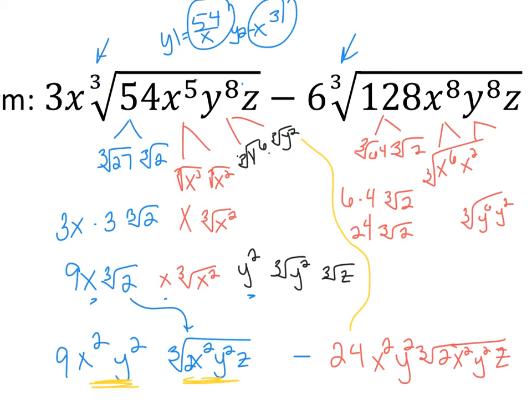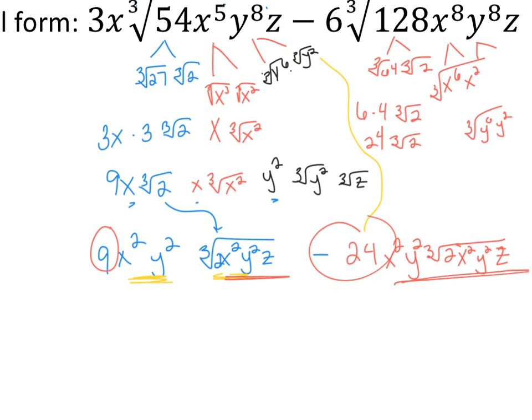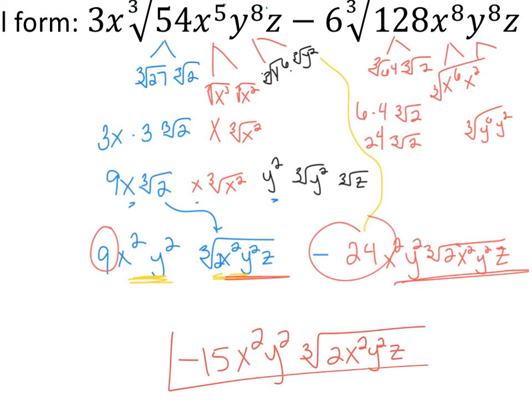And now if you notice, these guys are all the same. This is the same as this. So now all I have to do is do 9 minus 24, and 9 minus 24 is negative 15. Very doable. I really suggest if you got stuck there that you just rewind and look at what I just did, but you can definitely handle this on your own. And then I believe there is one more question.